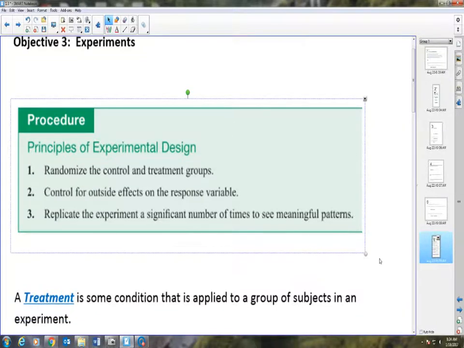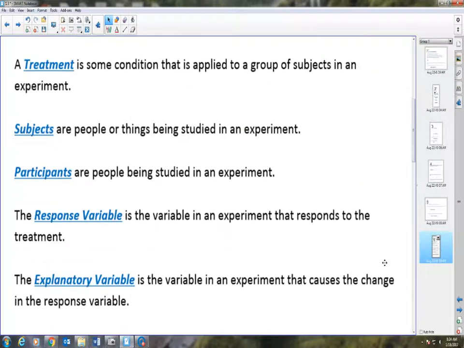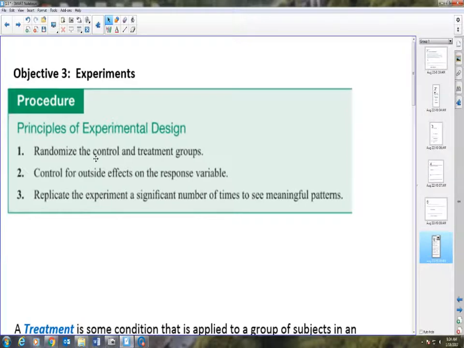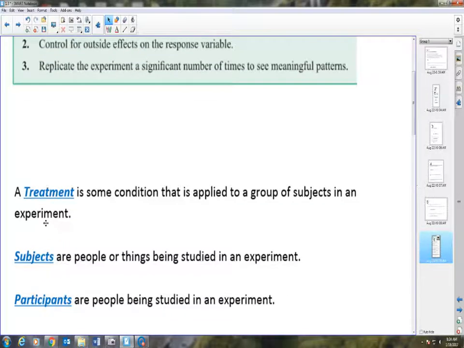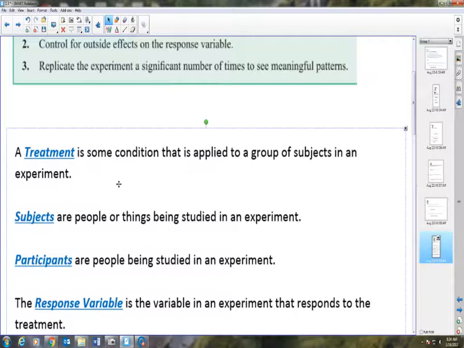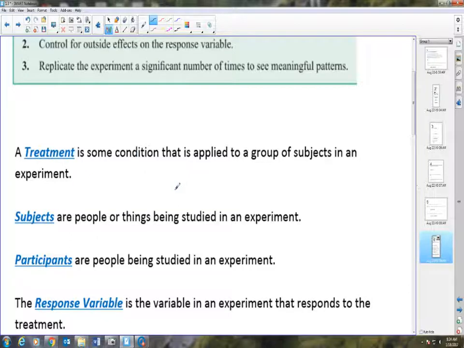So what I want to talk about here is some of these words that you tend to hear from time to time. For statistical experiments, a treatment is some condition that is applied to a group of subjects in an experiment. So let's say we have a particular drug that we need to push through the FDA. So the drug can be the treatment, maybe like trying to quit smoking or something.